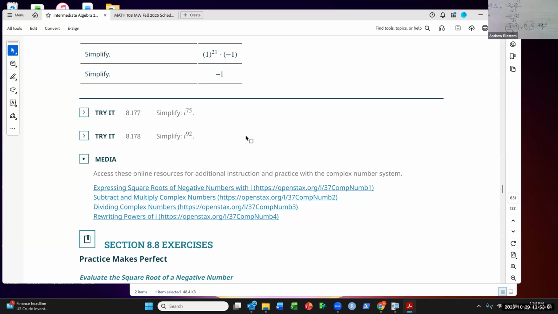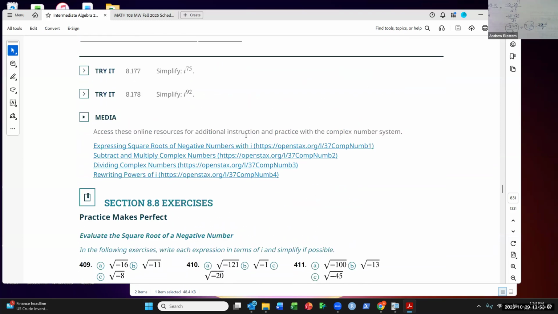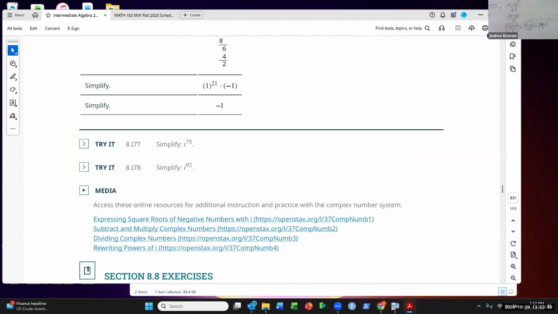So we'll try to do that one real quick. And hey, look at that. After this stuff, that's the end of this material. Yay!